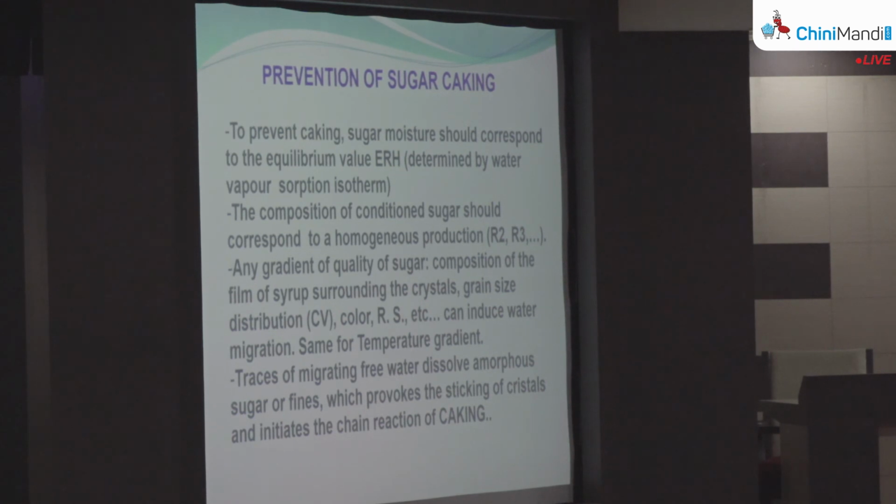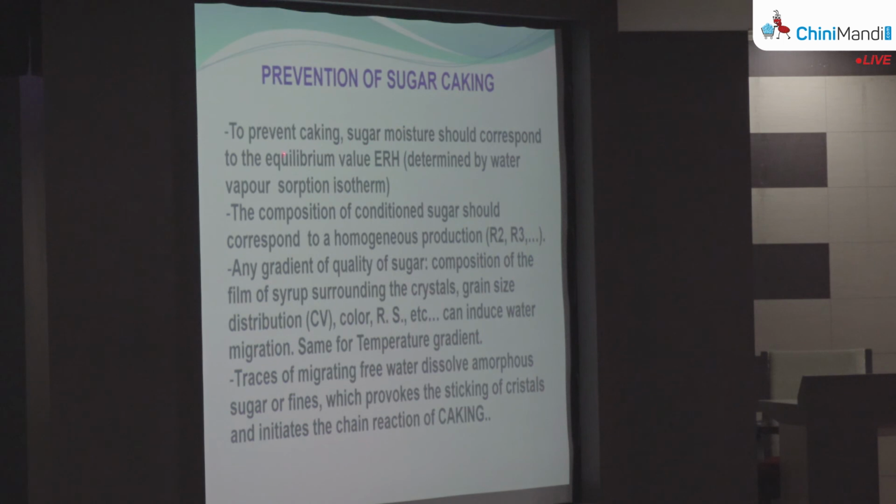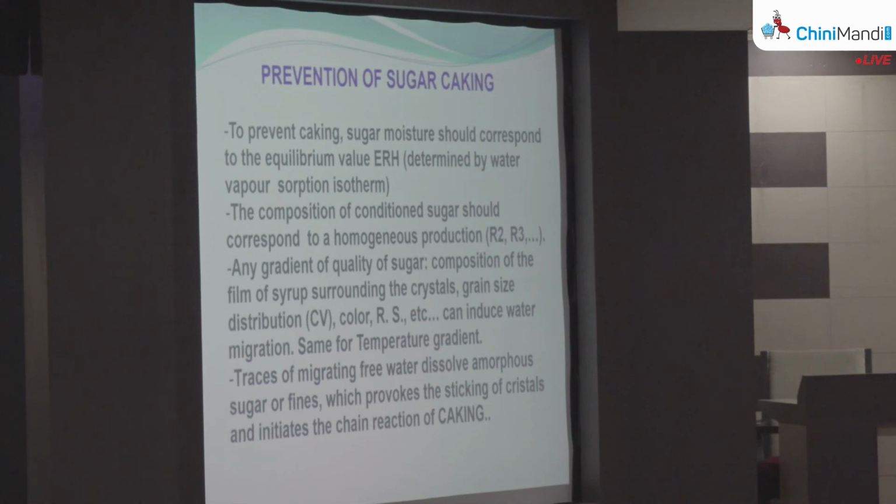Now, to prevent sugar caking, sugar moisture should correspond to the equilibrium relative humidity. The composition of conditioned sugar should correspond to homogeneous production. People tend to mix A, B, and R1, R2, etc. for delivering to the commerce, but it is okay.